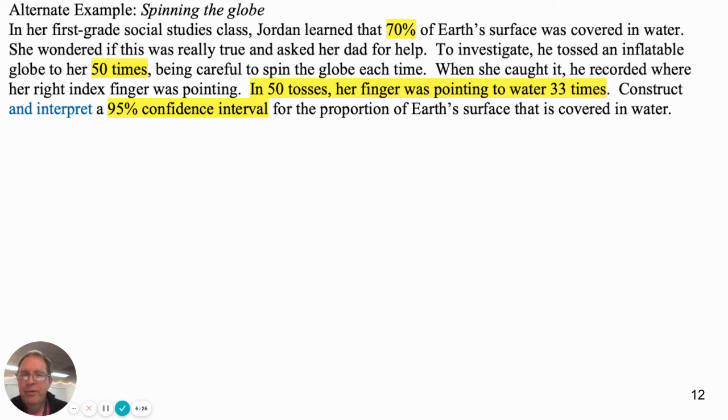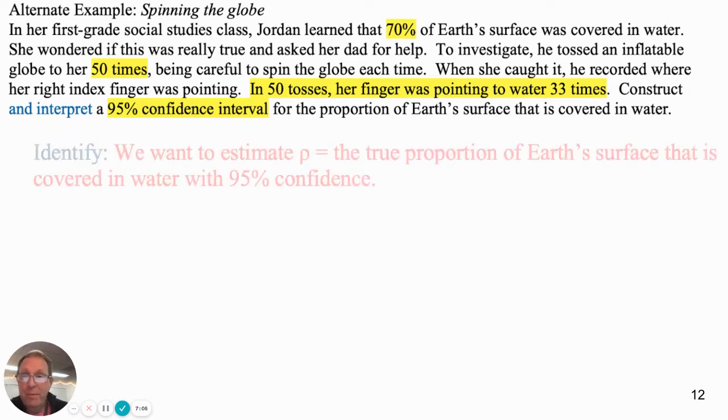In her first grade social studies class, Jordan learned that 70% of the Earth's surface was covered in water. She wondered whether this was really true and asked her dad for help. To investigate, he tossed an inflatable globe to her 50 times, being careful to spin the globe each time. When she caught it, he recorded where her right index finger was pointing. In 50 tosses, her finger was pointing to water 33 out of those 50 times. Construct and interpret a 95% confidence interval for the proportion of the Earth's surface that is covered in water.